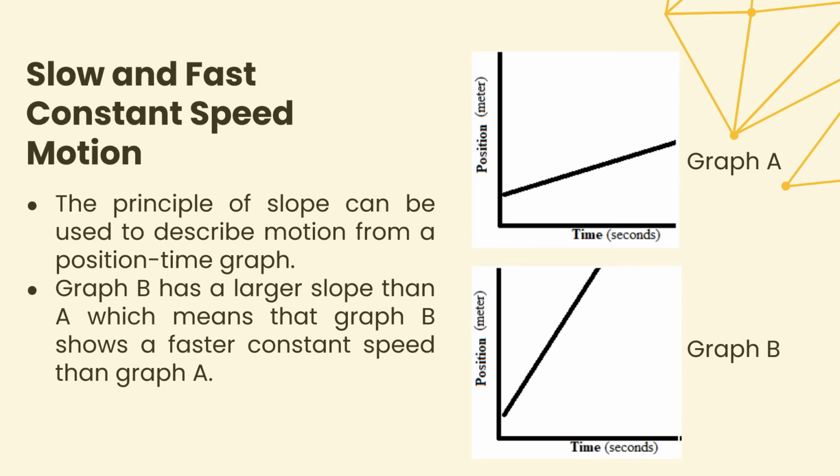Slow and fast constant speed motion. The principle of slope can be used to describe motion from a position time graph. Graph B has a larger slope than graph A, which means that graph B shows a faster constant speed than graph A.